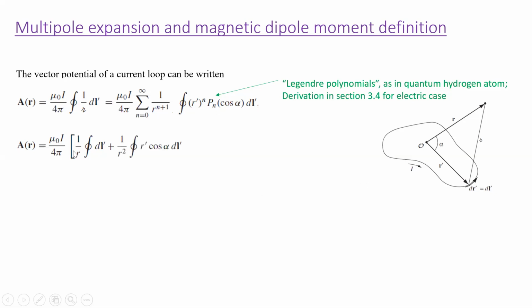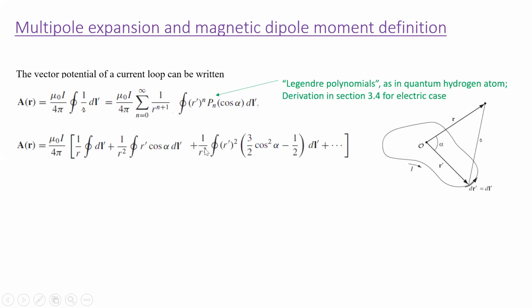Then the second term, for n equal 1, we're going to get 1 plus 1. So we get 1 over r squared, the integral of now r prime to the 1. And the first polynomial is the second Legendre polynomial, I suppose. The first order one, n equal 1, is just Pn of x is equal to x. So it's just cosine alpha dl prime. Here's the dl prime. And then the third one, you can see the pattern.